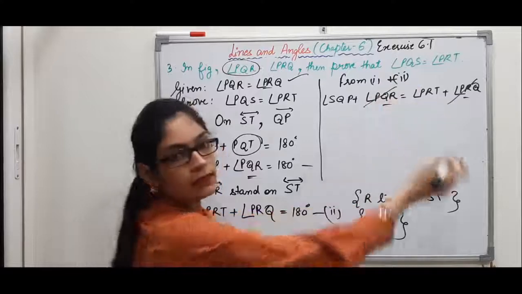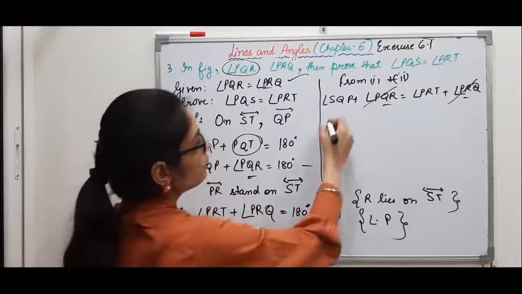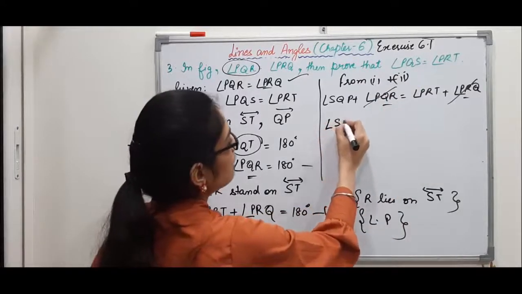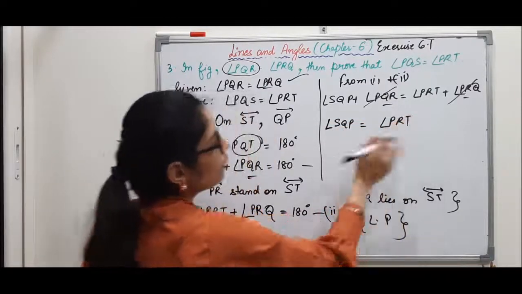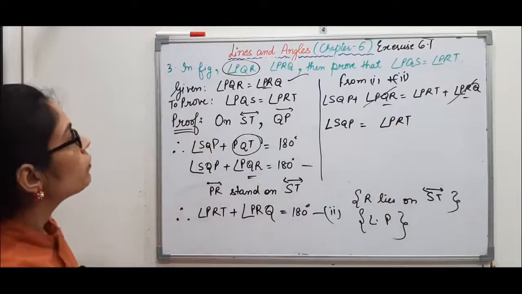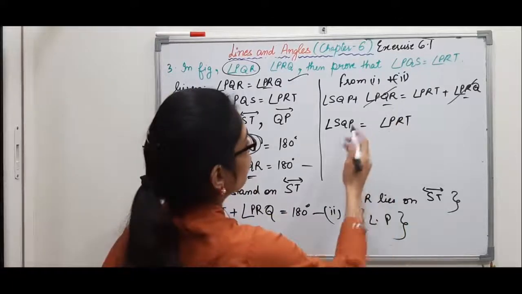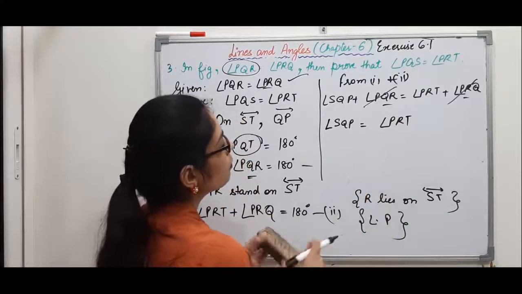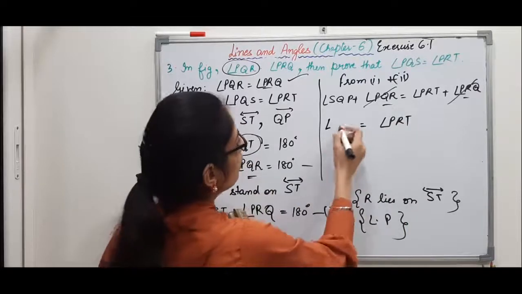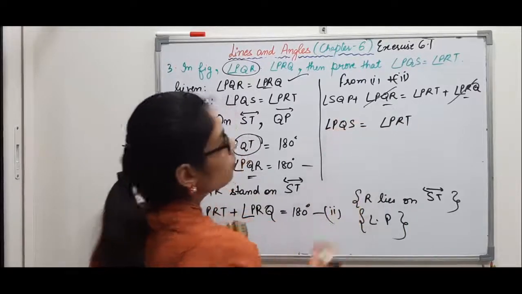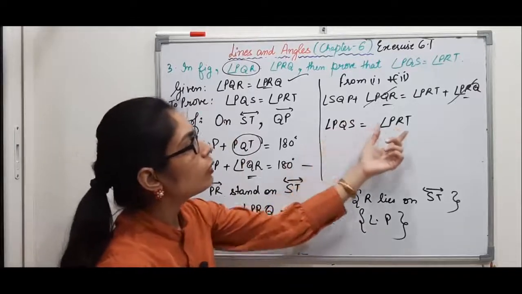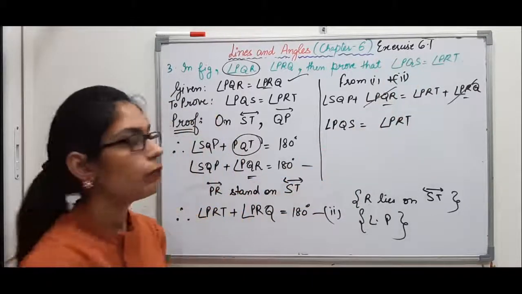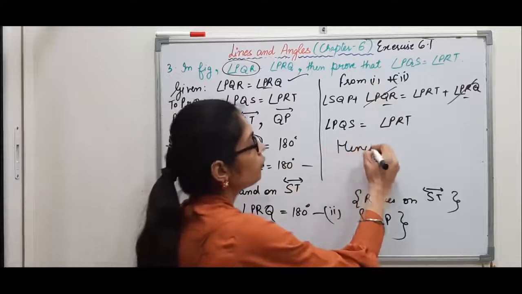After cancellation of these two, you will get angle SQP equal to angle PRT. Only the remaining terms we are writing. SQP can also be written as PQS, which means the same. So we have got PQS equal to PRT. This was the requirement, so you can write hence proved.